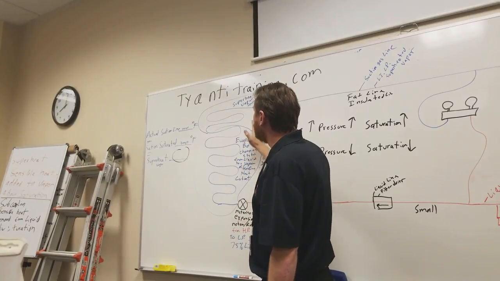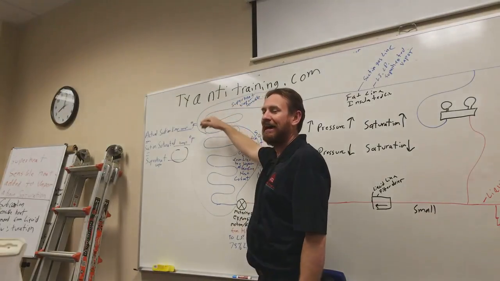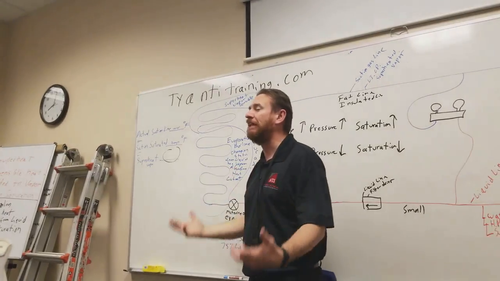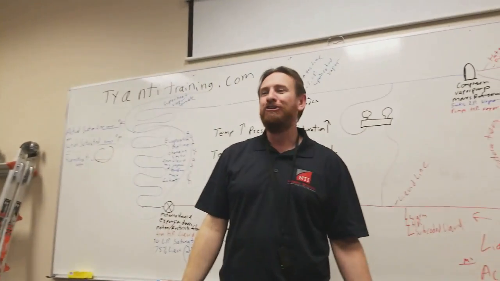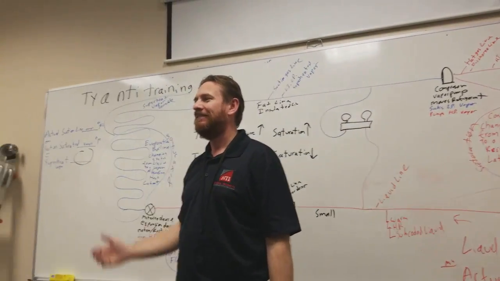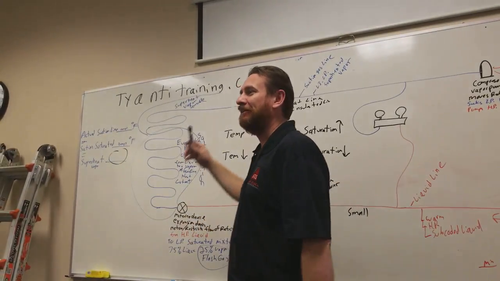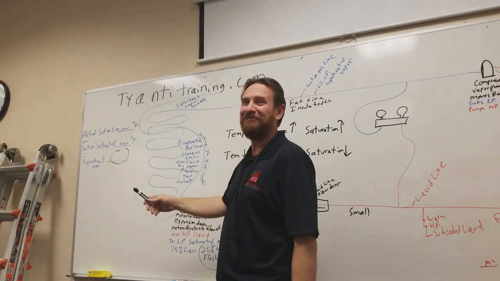So the liquid overfills the evaporator coil. I have too much liquid, more liquid than I can boil into a vapor. So what happens to my superheat? It starts to drop. Now that means I have less superheat. That means I have more and more liquid, right?